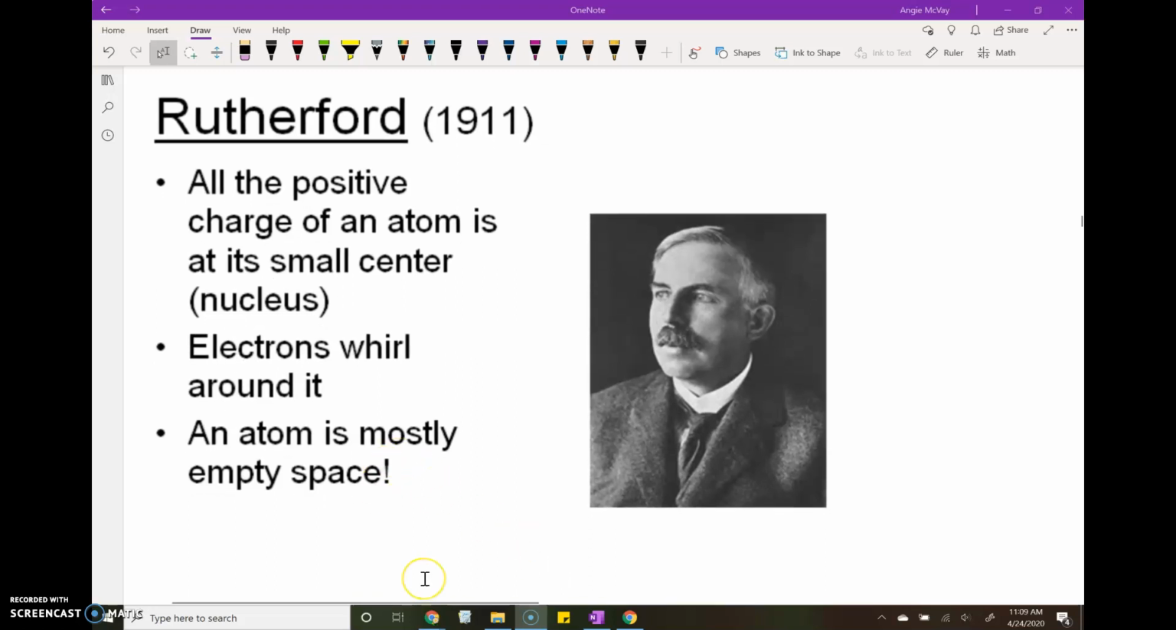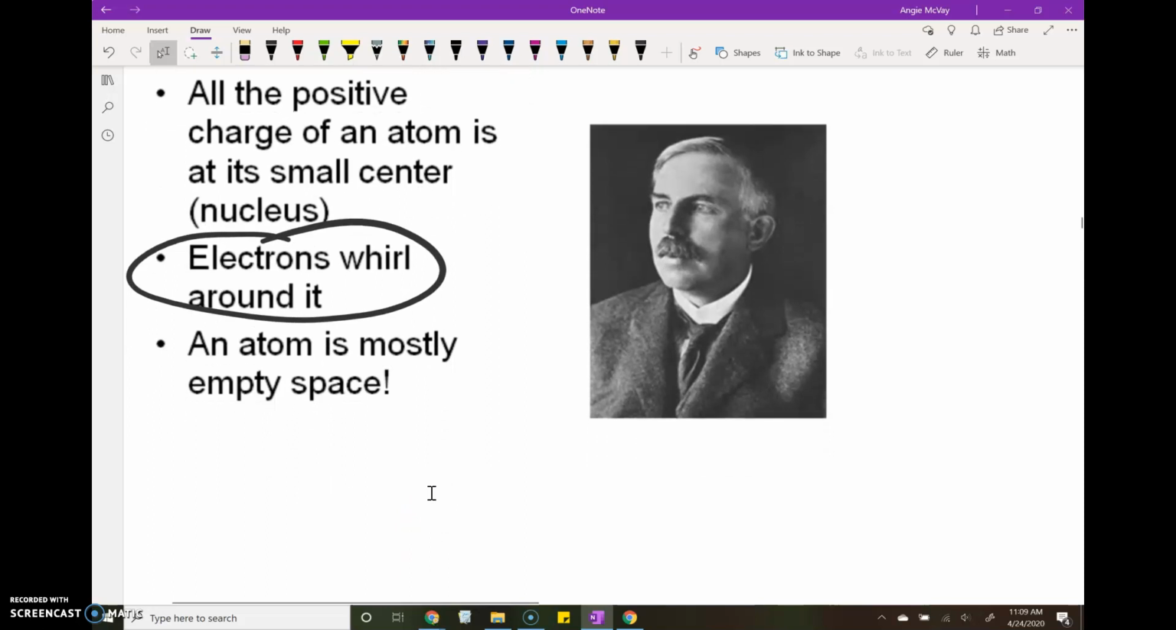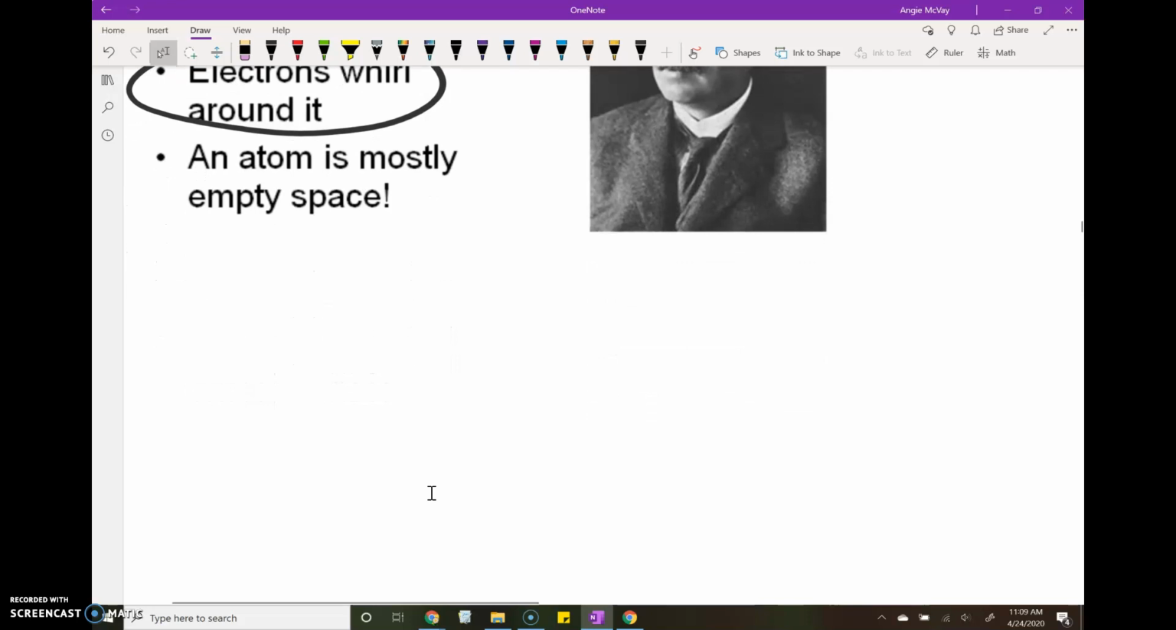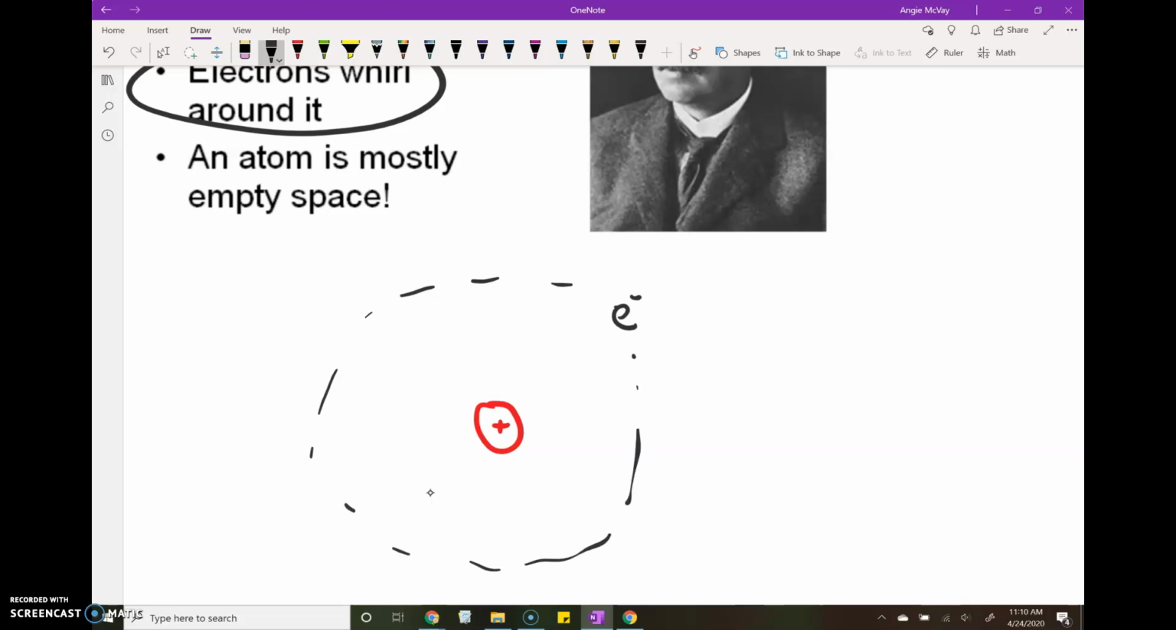So there are some problems with this model, specifically the idea that electrons whirl around the positive nucleus. And that's because if you had a nucleus, let's say you've got this positive nucleus, and you've got an electron out here whirling around. He said that an electron can be out here and it can whirl around, so we can pretend it's in circular motion with some tangential velocity. If it's moving in a circular path, the centripetal force would be the electric force, right? The electrostatic force.